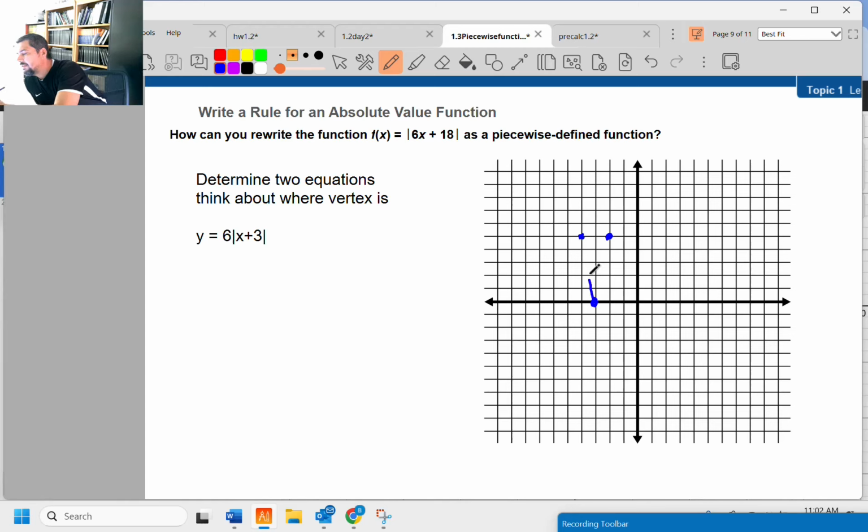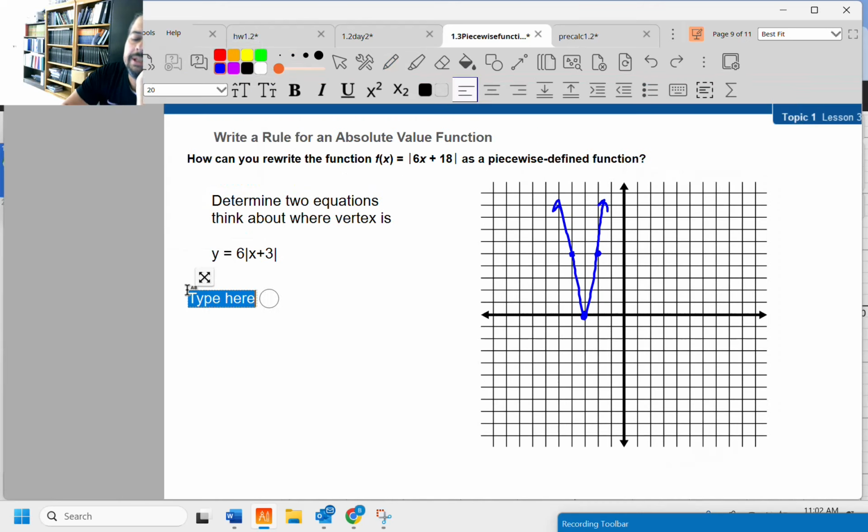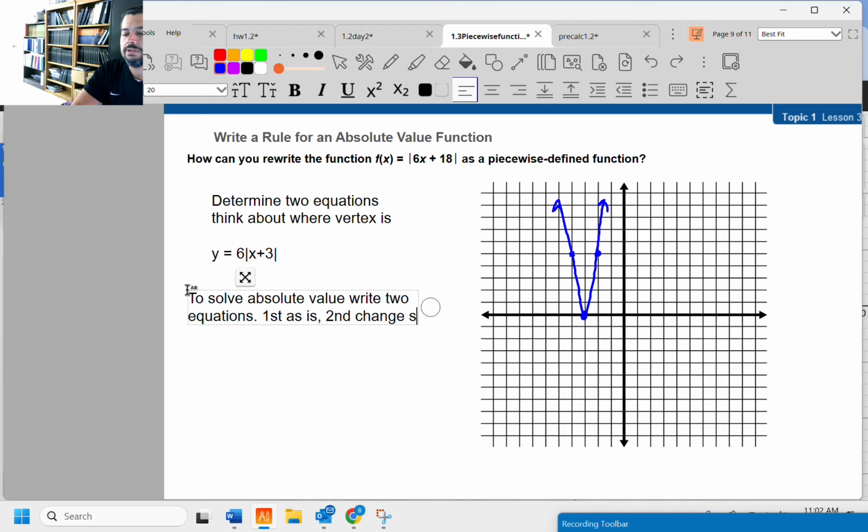And we could spend a lot of time doing y equals mx plus b over this. But think about how you were taught to solve. To solve an absolute value equation, you literally write two equations. Remember that? To solve absolute value, you write two equations. The first is as is. The second, we change the signs of everything inside. So one of the pieces is 6x plus 18, and the other piece is -6x minus 18.